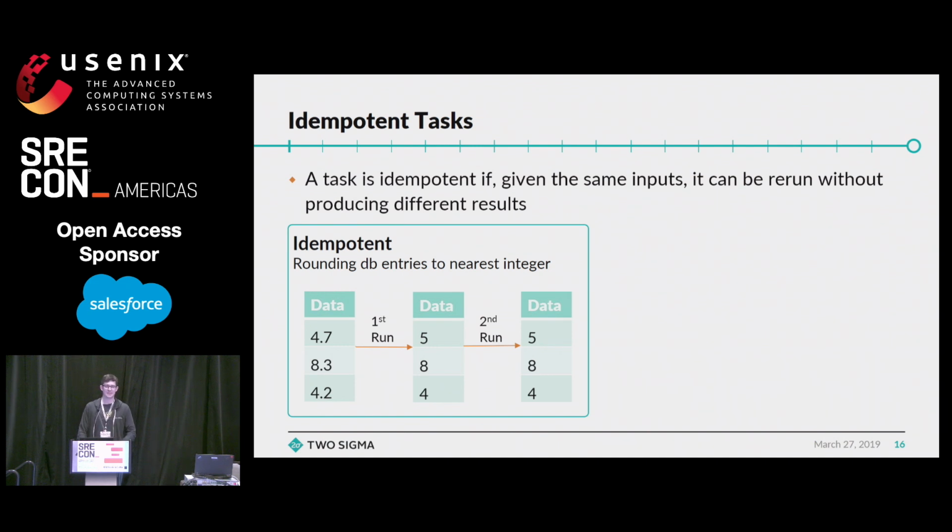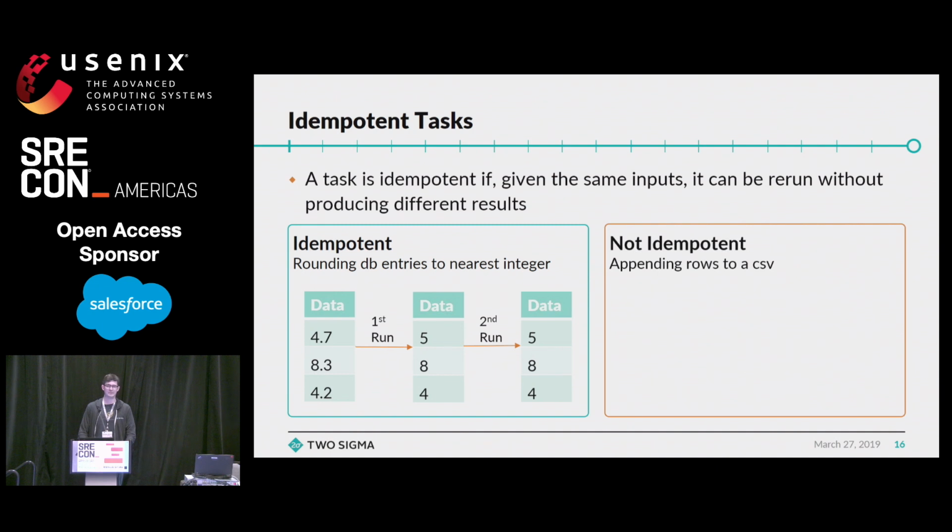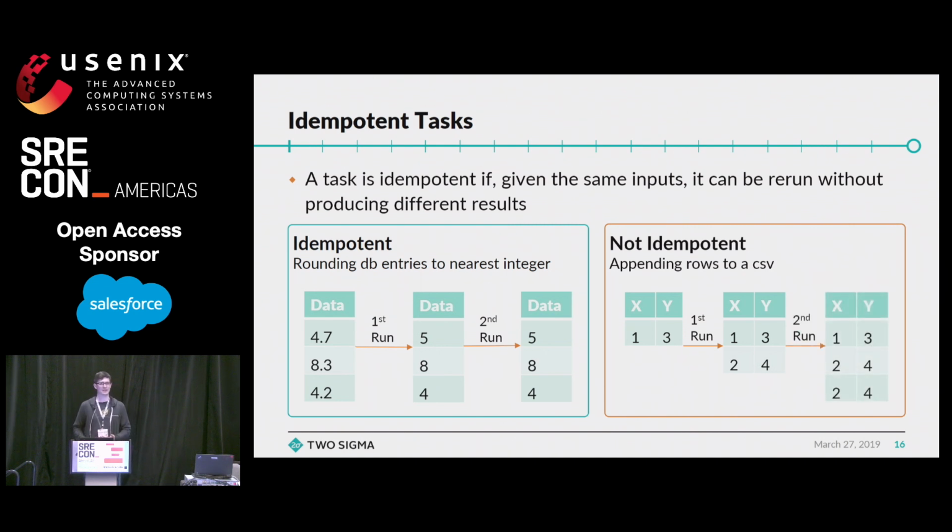Now, a simple example of something that isn't idempotent would be just naively appending rows to a CSV. If we have data that looks like this, on our first run, we add a single row of new information that we've gotten in today. That looks all fine, but on our second and subsequent runs, we're simply going to be appending duplicated data.